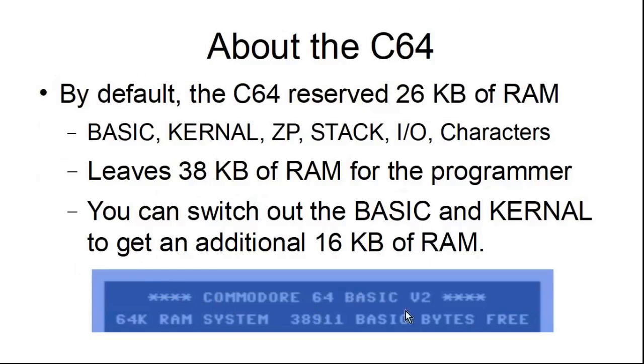The user's greeted with this message saying Commodore 64 with BASIC version 2, total of 64K RAM in the system. However, only 38,911 BASIC bytes free. There are also ways to switch out and turn off the BASIC and kernel to get that additional 16K of RAM they can use. However, if you did that, then obviously BASIC wouldn't work and those kernel libraries just weren't available to your program.